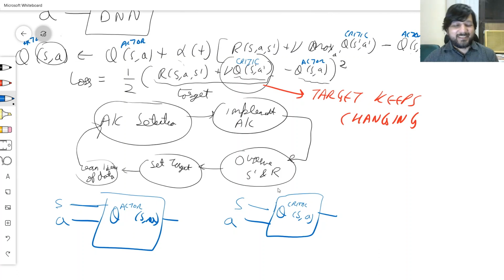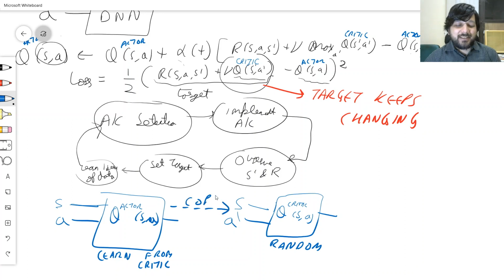How does the critic learn? There are two neural networks, both need to learn. So I basically fix a random critic and then I learn from the critic. So this remains random and this one improves. Then what I do is, after some time, I copy the actor back to the critic. So they both become the same and then I learn keeping this as fixed. So it's like a step-by-step thing.